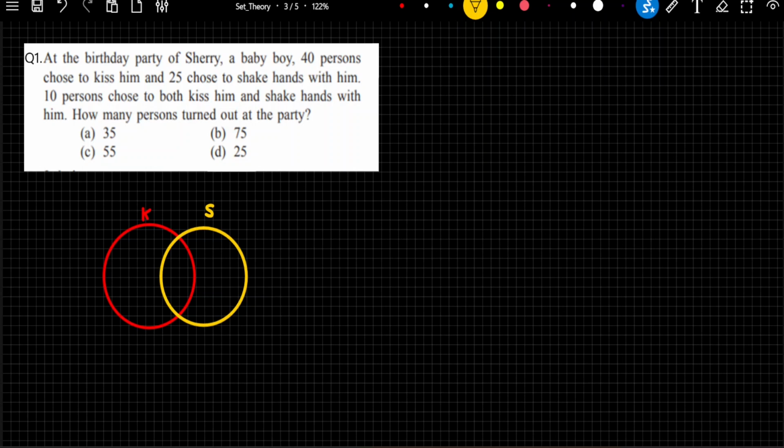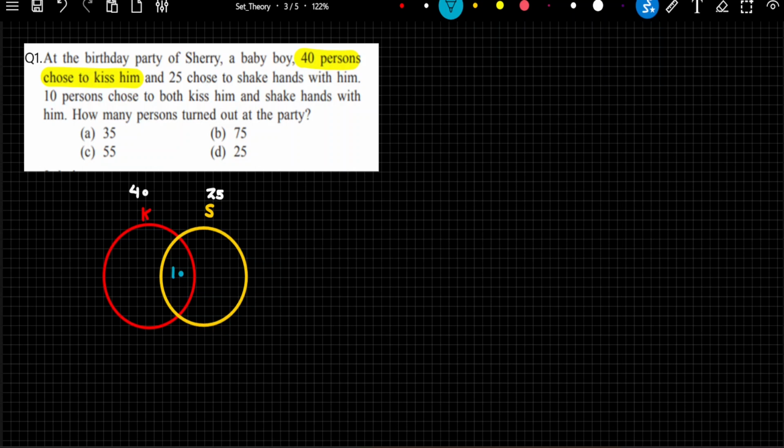If you see this, it says 40 persons chose to kiss him. So I'll write 40 here. 40 is the number of persons who chose to kiss him. And then there are 25 people who chose to shake hands with him. Now, it also says there are 10 persons who chose to both kiss and shake hands with him. So I'll write this 10 in the intersection region. Now it's become very easy.